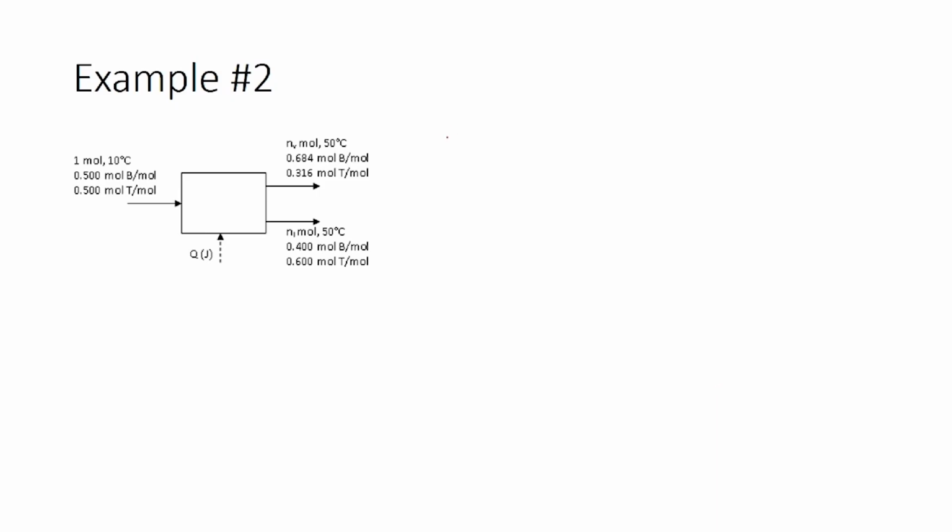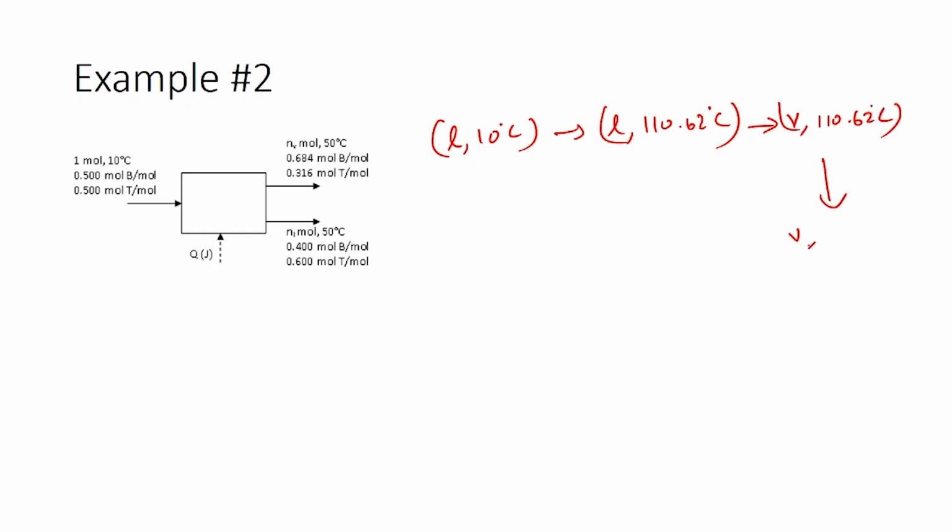So, the hypothetical path would be liquid at 10 degrees Celsius goes to liquid at 110.62 degrees Celsius, and from here it goes to vapor at 110.62 degrees Celsius, and from here it is finally cooled to get your final condition, which is vapor at 50 degrees Celsius. So, now you have again 3 different enthalpies that have to be calculated. Let us call them Hx cap, Hy cap and Hz cap. So, this Hy cap would be equal to the standard heat of vaporization for toluene. So, that value can be used directly.